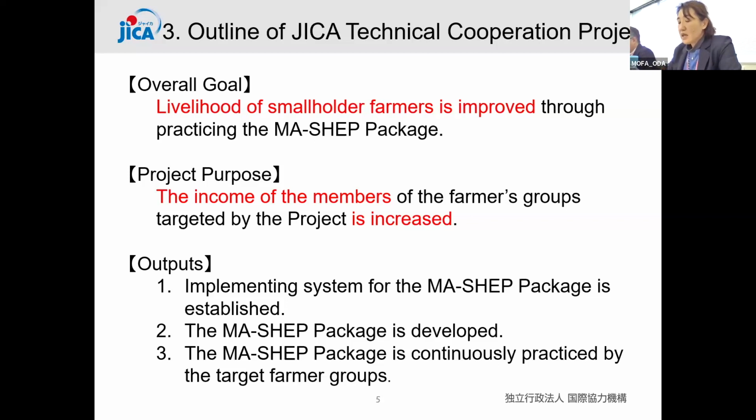And then this project purpose is the increase of the income of the farmers who participate in the JICA project. So we applied the SWIFT method to confirm the improvement of the household income and the livelihood.